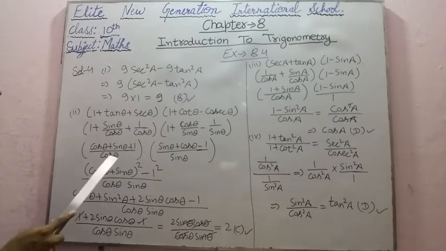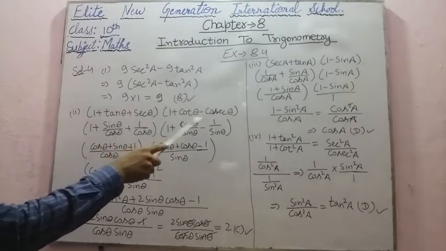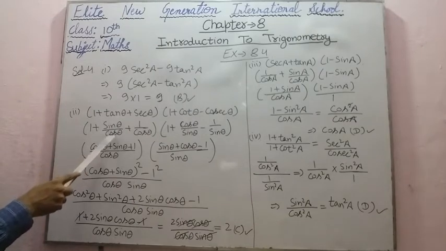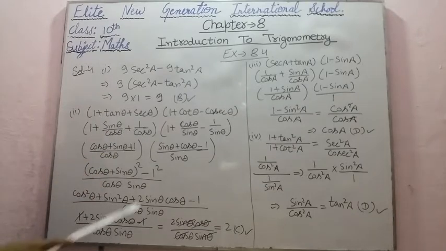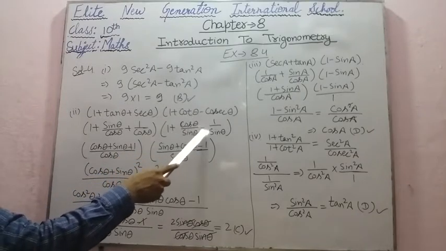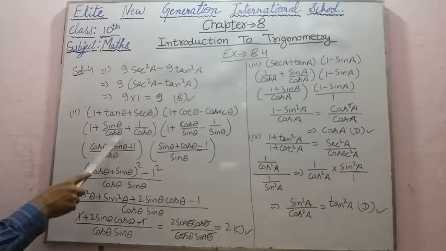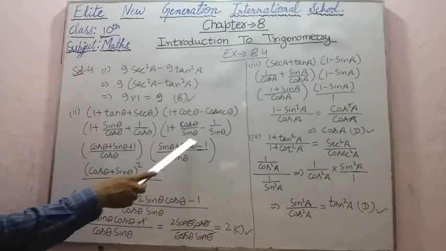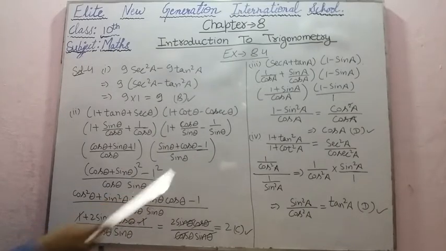Now after this, the second part. In the second part we have (1 plus tan theta plus sec theta) into (1 plus cot theta minus cosec theta). So here, in place of tan theta we can write sin theta upon cos theta, and in place of sec theta we can write 1 upon cos theta. And here, in place of cot theta we can write cos theta upon sin theta, and in place of cosec theta we can write 1 upon sin theta. So here by taking LCM it will be cos theta. So here it will be cos theta plus sin theta plus 1, and here also by taking LCM it will be sin theta. So it will become sin theta plus cos theta minus 1.